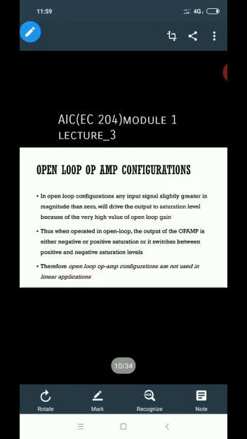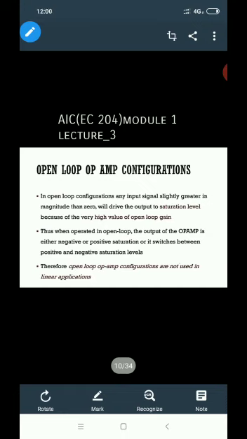Now, in open loop op-amp configurations, any input signal slightly greater in magnitude than 0 will drive the output to saturation level because of the very high value of open loop gain. This is a very important statement. That is, because of the very high open loop gain, in open loop configurations any input signal slightly greater in magnitude than 0 will drive the output to saturation levels.